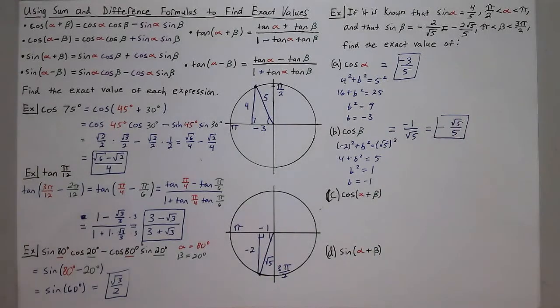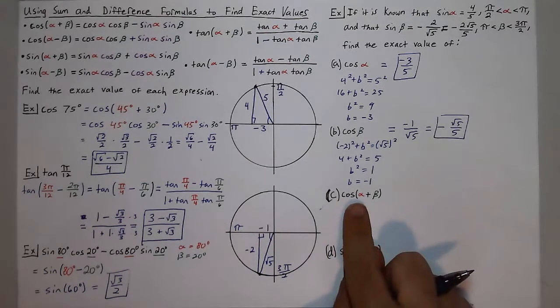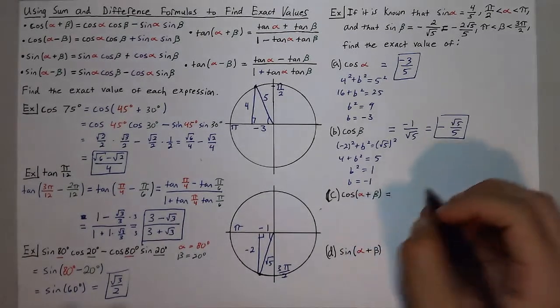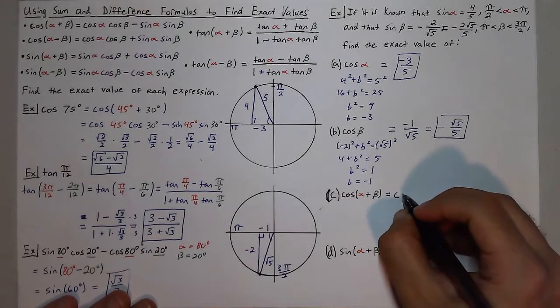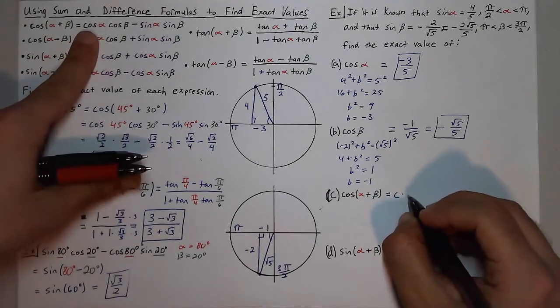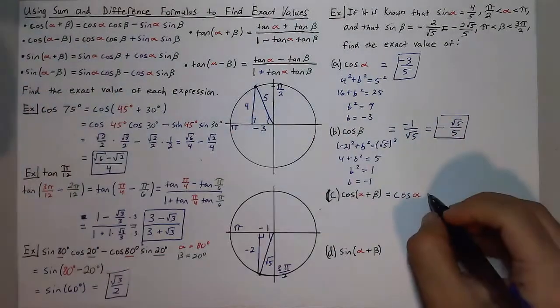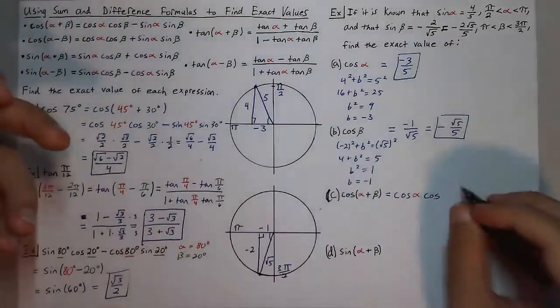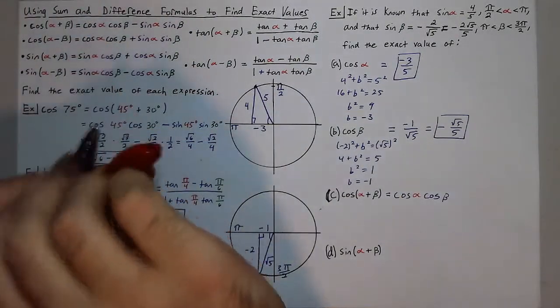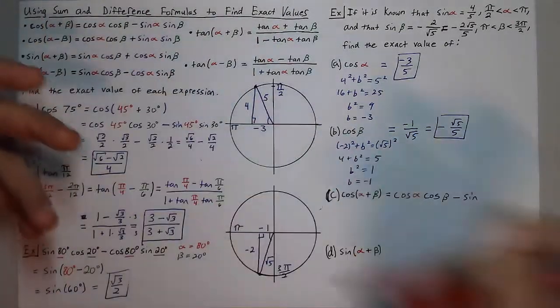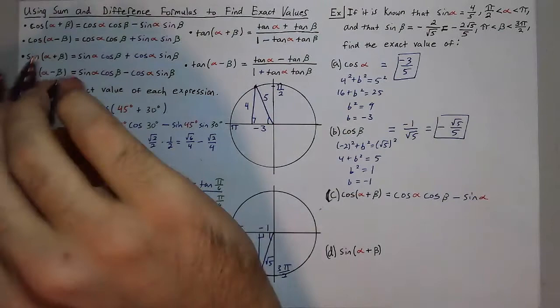But now that you've gone through all of that, we can figure out what cosine of alpha plus beta and sine of alpha plus beta is. So I can use these formulas because I know that cosine of alpha plus beta would be cosine of alpha times cosine of beta minus sine of alpha sine of beta.